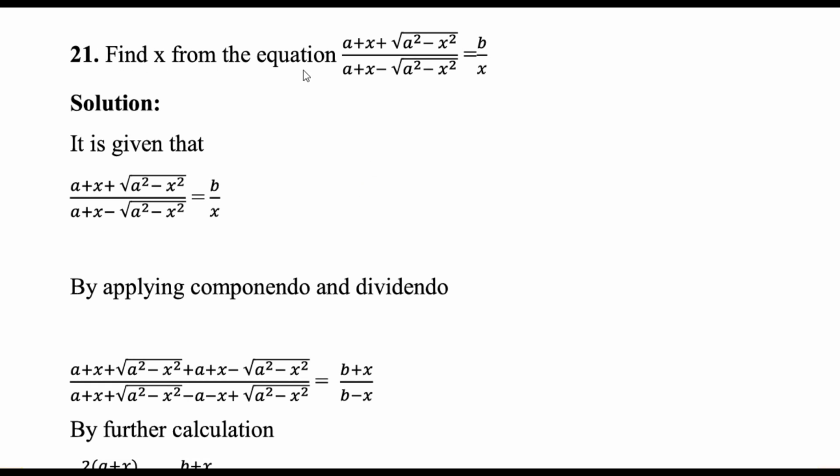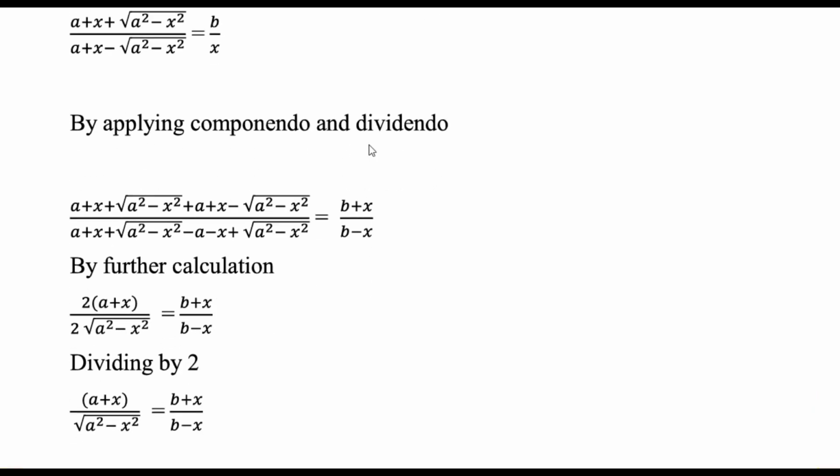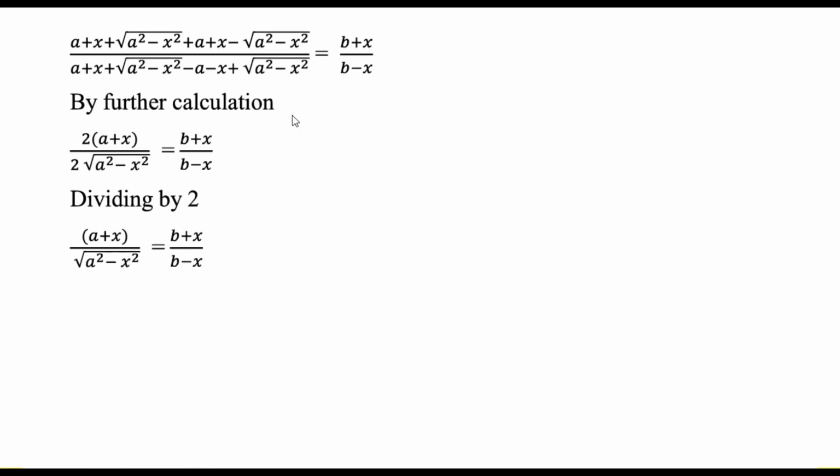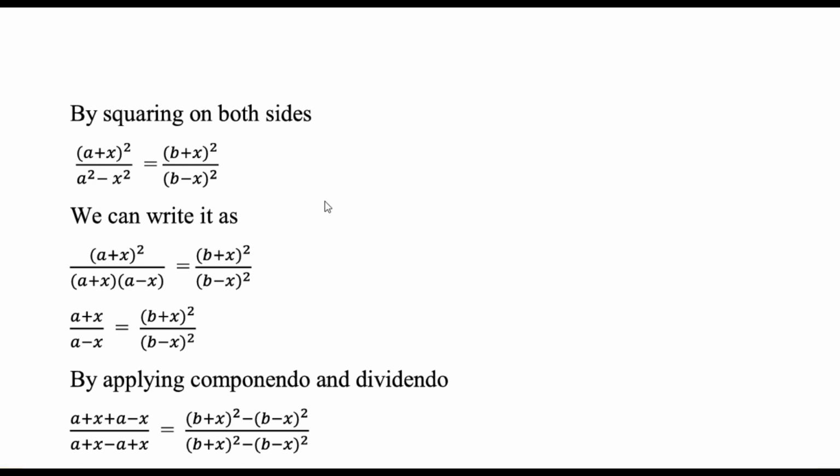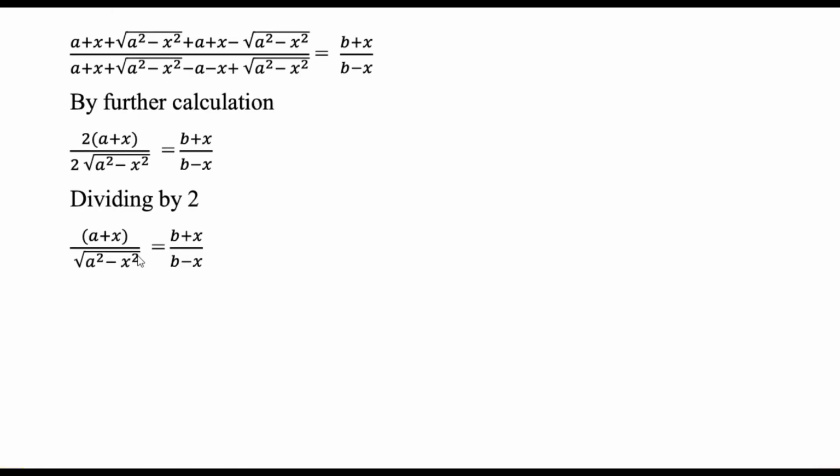Find x from the equation given. So as it is given, this one will be equal to this one. Apply componendo and dividendo. A few steps of calculation. After that, dividing by 2 so that the 2 will be struck out. After that, squaring both the sides to vanish the root.